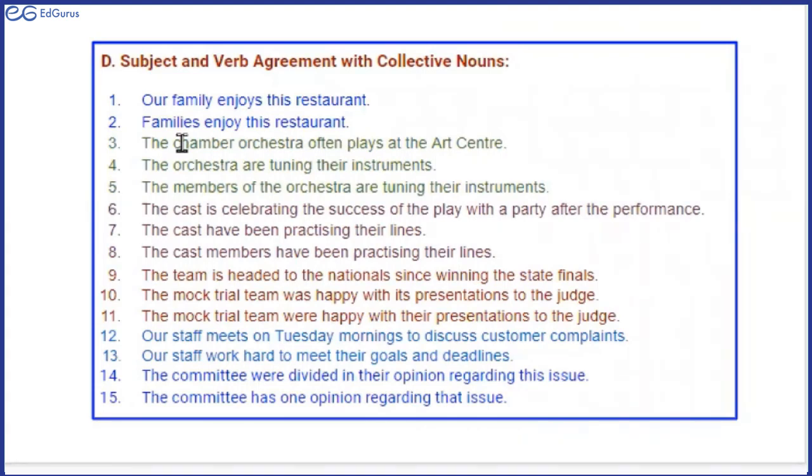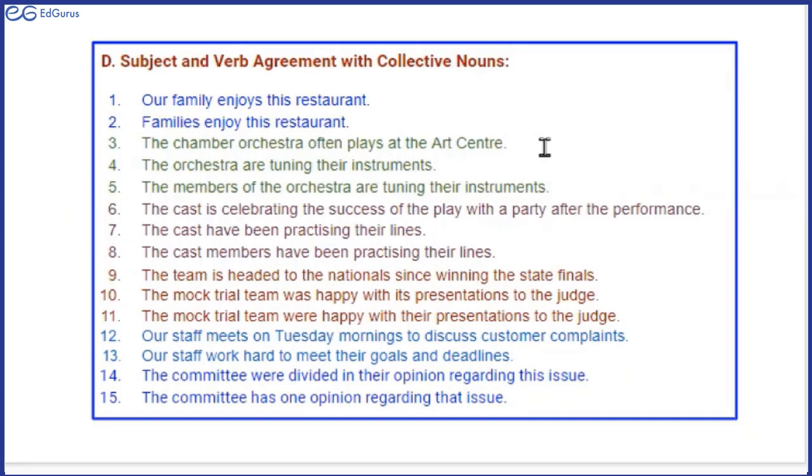Is that clear? Here, one single collective noun is used, so a singular verb is used here. Here, more than one collective noun has been used, that's why a plural verb has been used. Clear? There are other examples also. The chamber orchestra often plays at the art center.